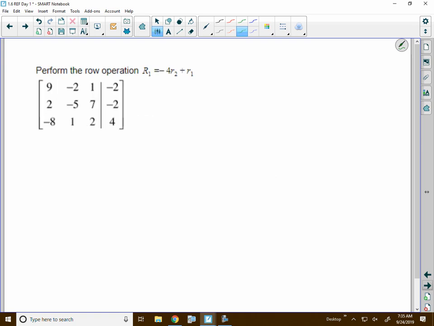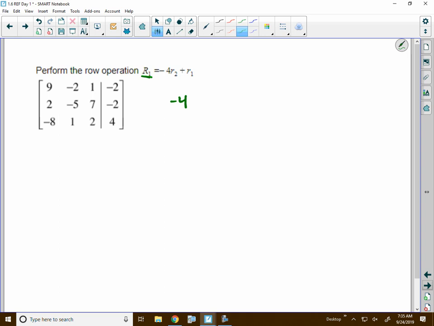So it says, perform the row operation. By what I've given you, which row is going to be brand new? Yes, row 1, okay? Because that's what's here on the left-hand side is row 1, okay? So our operation is taking -4 times the entry in row 2 and adding it to the one above it in row 1. Okay, so I'm just going to write each step down.